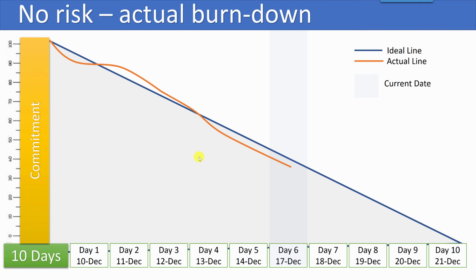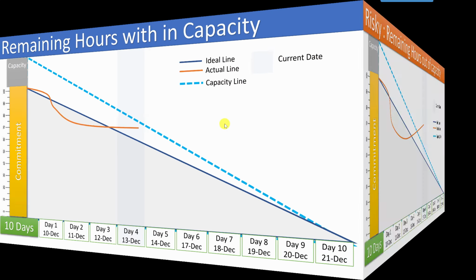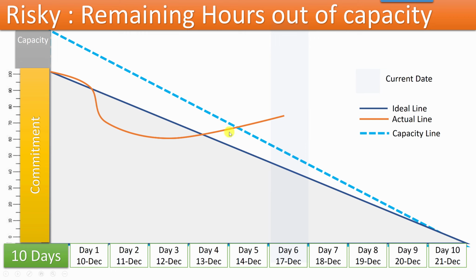Now we'll talk about one more situation where we can see our burn down chart on day 4, the actual line is above the ideal line, but if you have the option of a capacity line, you can see, okay, even though it is outside your ideal line, it is within your capacity, so you can still recover. You will not be able to recover if this line goes above the capacity line like this. If it has crossed the capacity line, now it's very hard to reach because you don't have that much capacity at this point of the day.